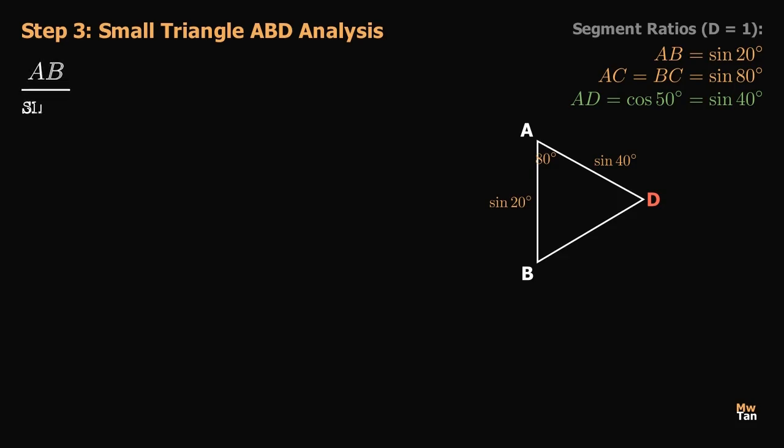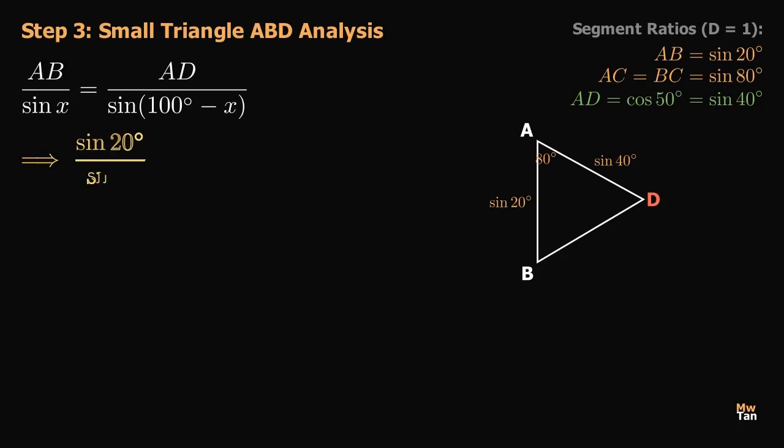Since the angles in this small triangle add to 180, angle ABD is just 100 minus X. Law of sines connects AB, AD, and those two opposite angles. Plug in the numbers, and you get one equation, one unknown.